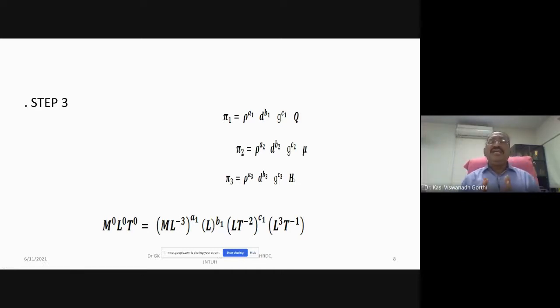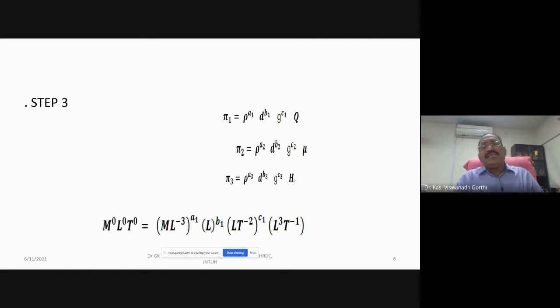You have to solve each of the pi terms, pi 1, pi 2, pi 3. You need to solve by treating them as dimensionally homogeneous. Pi 1 is a dimensionless term, pi 2 is a dimensionless term, pi 3 also is a dimensionless term. As per the Buckingham theorem, they are all independent dimensionless pi terms.